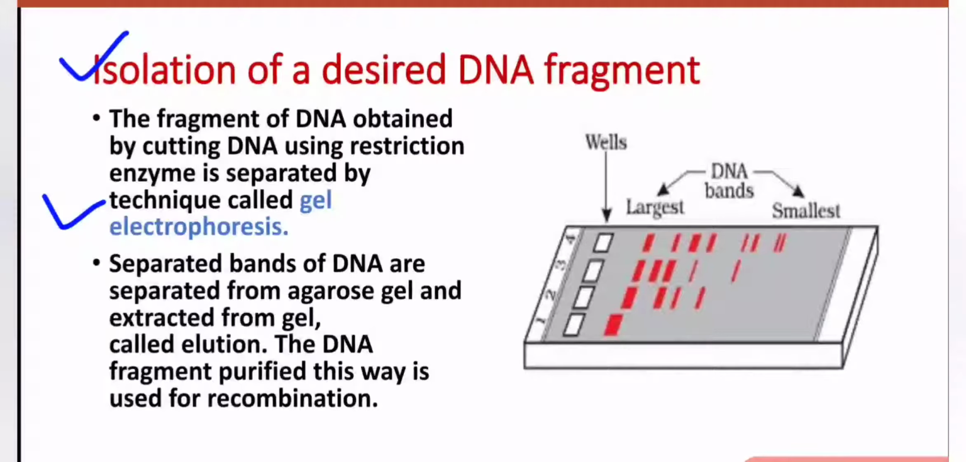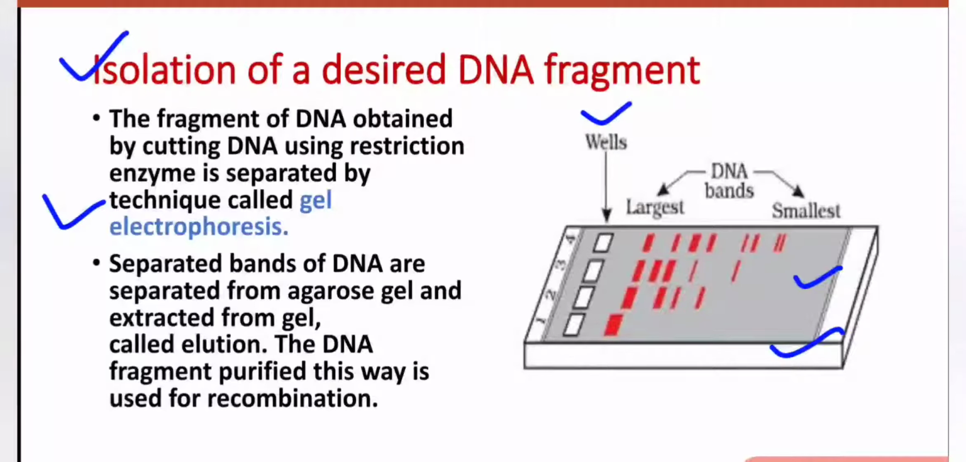Here in this diagram you can see the gel electrophoretic apparatus. The gel which we will use for separating the DNA bands or DNA fragments is the agarose gel. ये जो gel दिखा रखा है आपको, ये agarose gel है. In this diagram you can see 4 wells are there, and in these wells we will put the DNA after treating with the restriction enzymes.